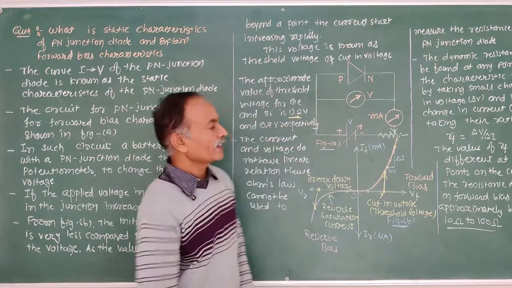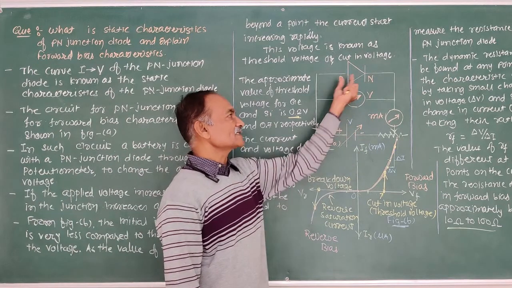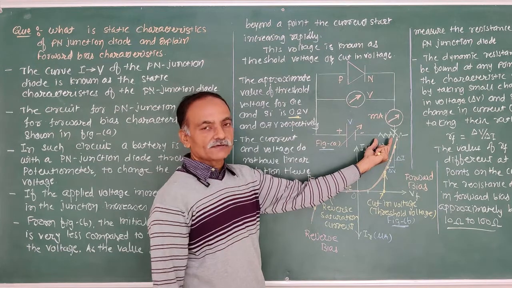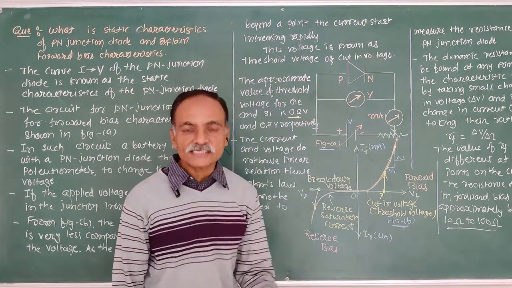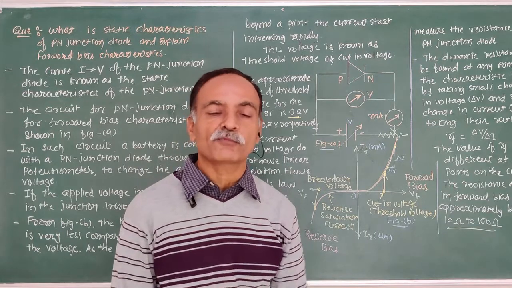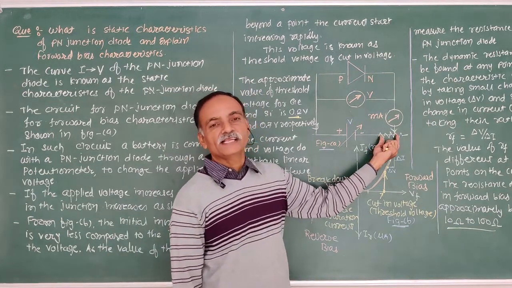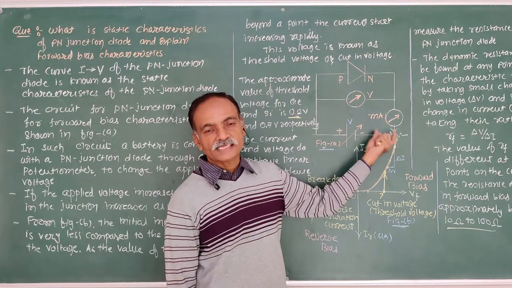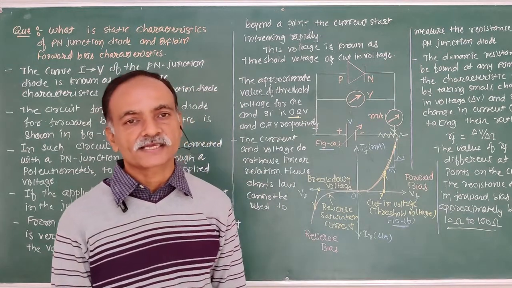Right? Okay. Now let's look at the figure. Here the battery is connected with the PN junction diode through a rheostat or a potentiometer. What is the aim or purpose of connecting the rheostat or the potentiometer circuit with the battery? We make changes in the applied voltage in the forward bias connection. That is the aim of connecting the rheostat or the potentiometer circuit.